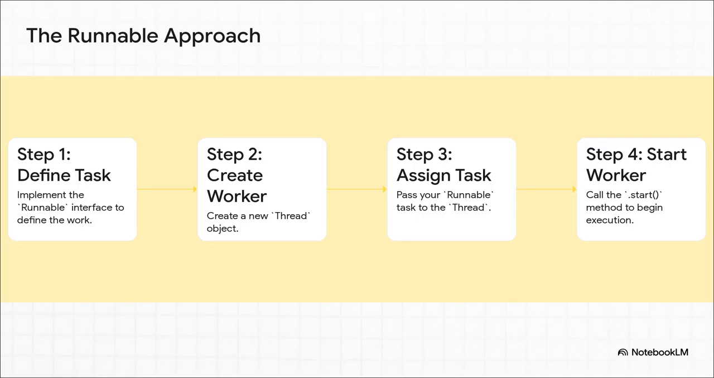The big idea here is brilliant. You separate the task from the worker. The Runnable is like the to-do list. It just defines what work needs to be done. The thread is the worker you hire to actually do it. And this is awesome because it gives you so much flexibility. You can define a task once and then hand it off to as many workers as you want.